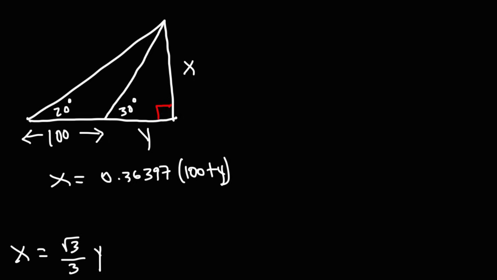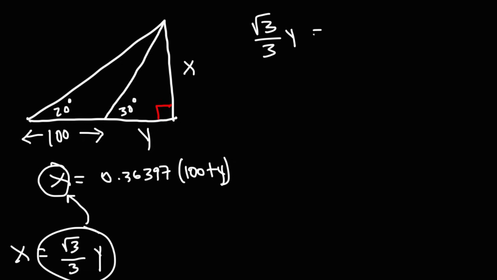So now at this point, we have two equations and two variables. We could solve by elimination or by substitution. At this point, it's best to solve by substitution, since we have x in terms of y. We can replace this x with the square root of 3 over 3 times y. And this will allow us to get one equation in terms of one variable, which means we can now solve for that variable.